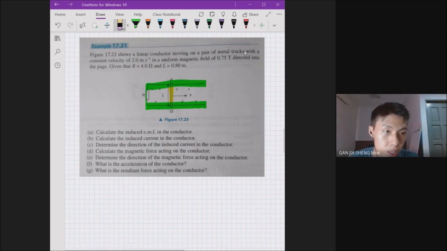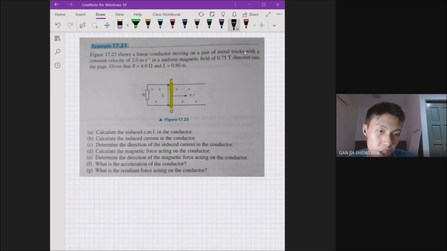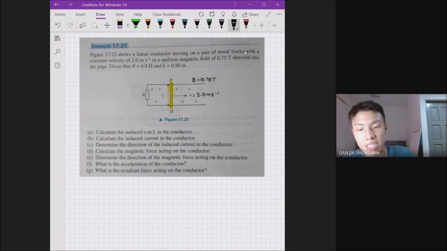Now this linear conductor is moving on a pair of metal tracks with a constant velocity of 2.0 meter per second. So you can say that the speed is 2.0 meter per second, and this is a uniform magnetic field that is directed into the page. This time the magnetic field is very clear. They are not just saying it's perpendicular, they are saying it's directed into the page, and they draw it pointing into the page. They also let you see that the conductor is moving to the right, and the motion of the conductor is perpendicular to the magnetic field.